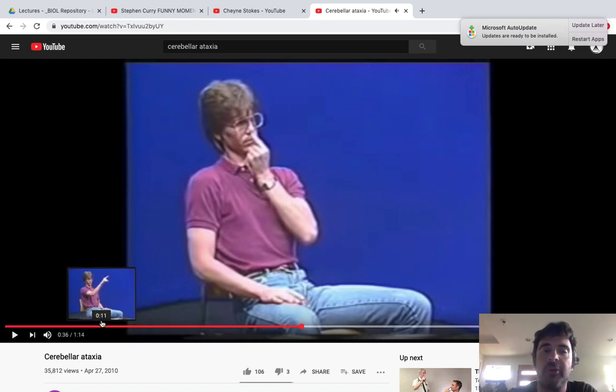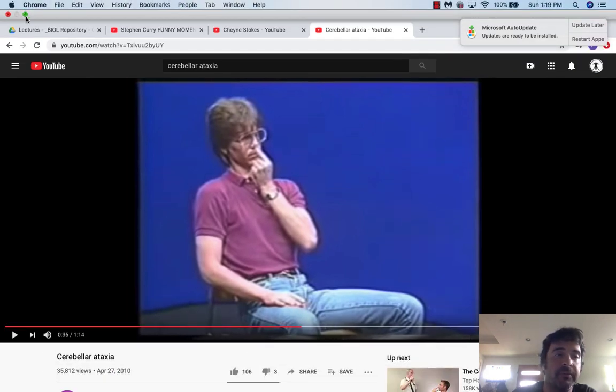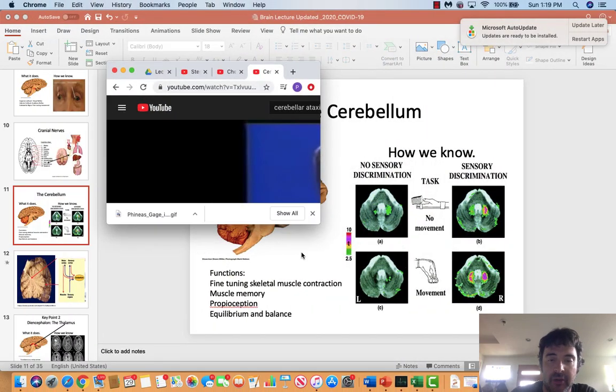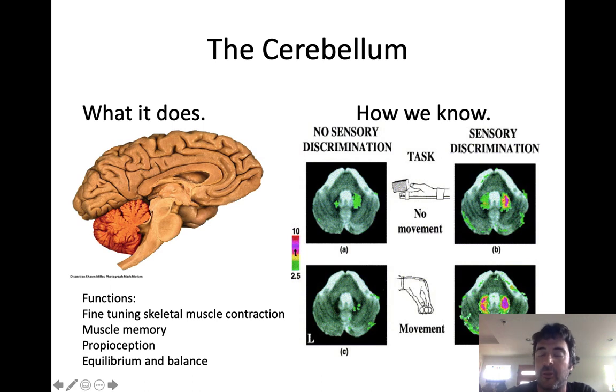What he's having trouble doing is fine-tuning skeletal muscle contraction, which is a true cerebellar sign, right? And in this case, it was cerebellar white matter pathways, but you know that something is going on with the cerebellum. That is a specific test for cerebellar function. So going back to our PowerPoint, the finger to nose test is really an important test for cerebellar function.